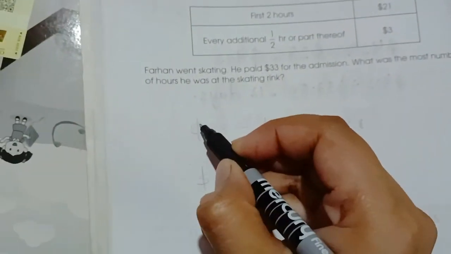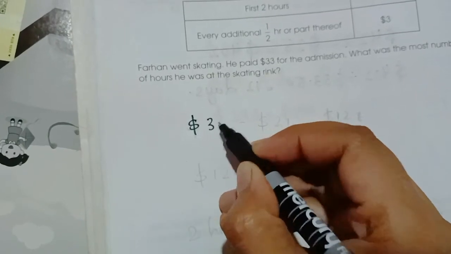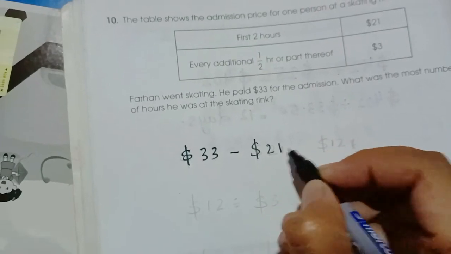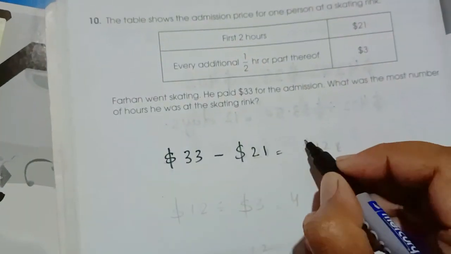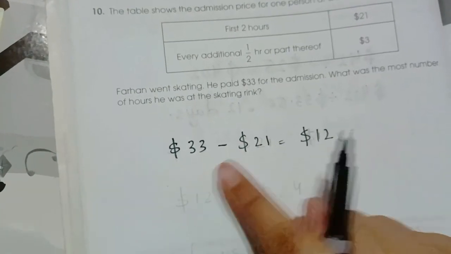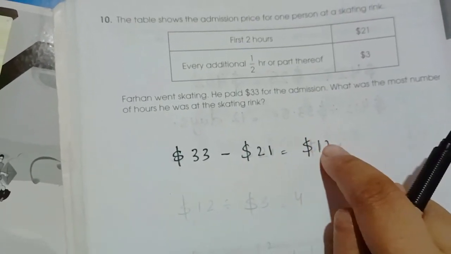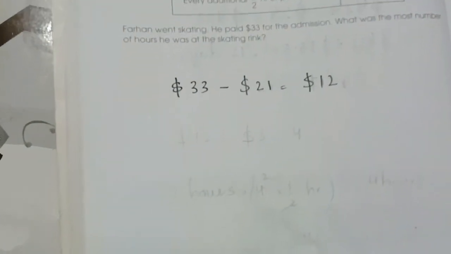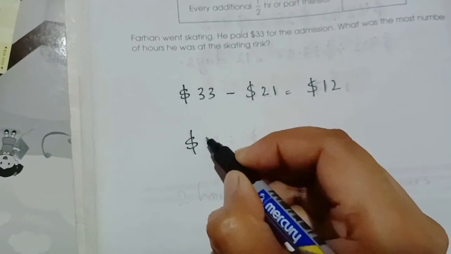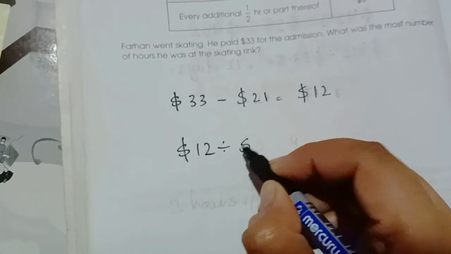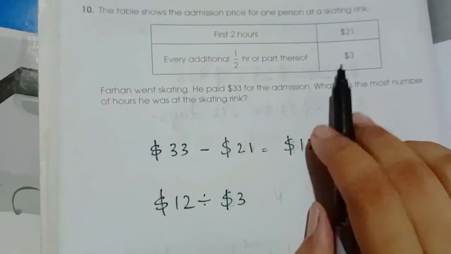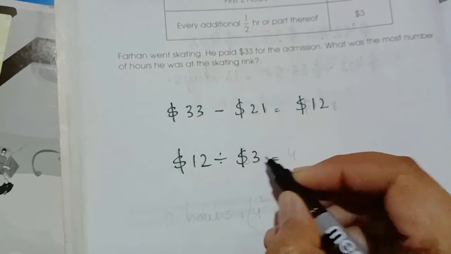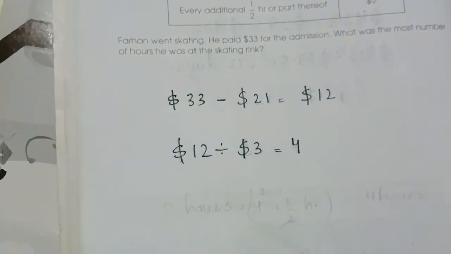So let's see. Total amount he paid is $33. The amount for 2 hours is $21. 33 minus 21 is $12. It means that he paid $12 extra. From this extra amount, how much can he stay? 12 divided by $3, because he pays $3 for half an hour or for more than half. It means 3 4s are 12.